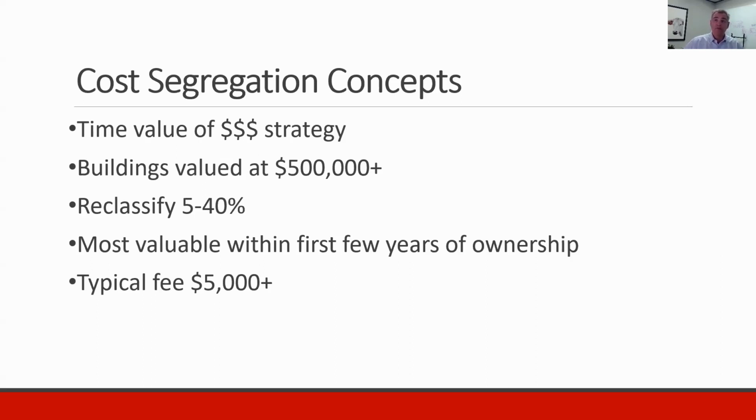Full-blown cost segregation studies generally start making sense for buildings valued at $500,000 or more. The amount you reclassify typically starts at around 5% for buildings like warehouses that don't include a lot of personal property, like carpeting or window treatments. And that percentage goes up to as much as 40% for properties like medical offices with more elaborate improvements. Cost segregation is most valuable for newer properties that haven't already taken significant depreciation deductions. These studies typically start around $5,000 and typically fall between $10,000 and $25,000.